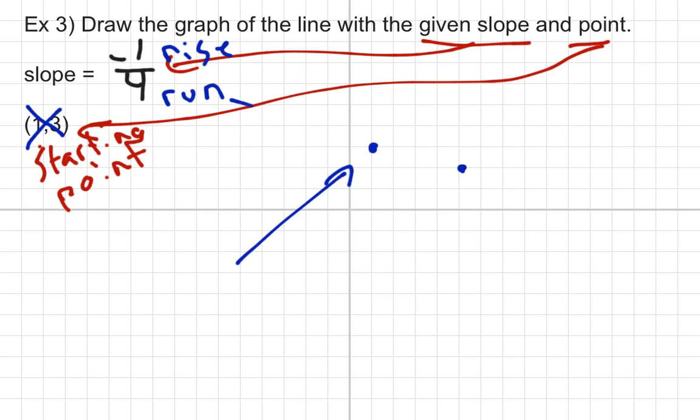Once you have your 2 points, then it's as easy as getting a ruler, connecting the dots, and that line is your final answer. That's it. That's our lesson for today on slope of a line.